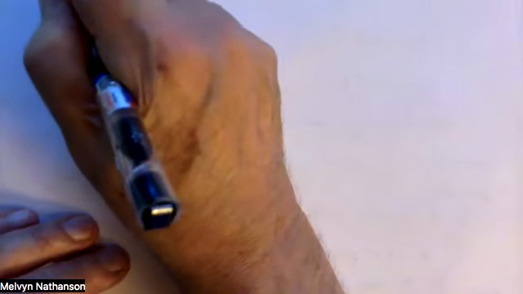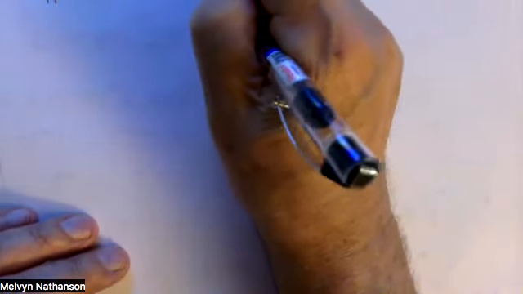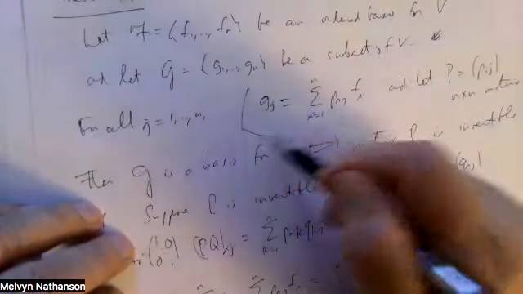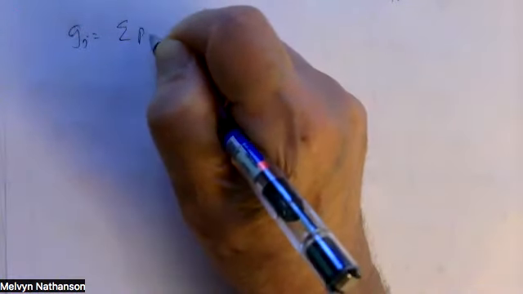And now I want to prove the other half. Suppose g is a basis. Then every vector f sub j in F can be written as a linear combination of the g's: summation q_kj g sub k, k goes from 1 up to n. And we also had that every g was this linear combination of the f's. g sub k is summation p_ik f sub i, i goes from 1 up to n.